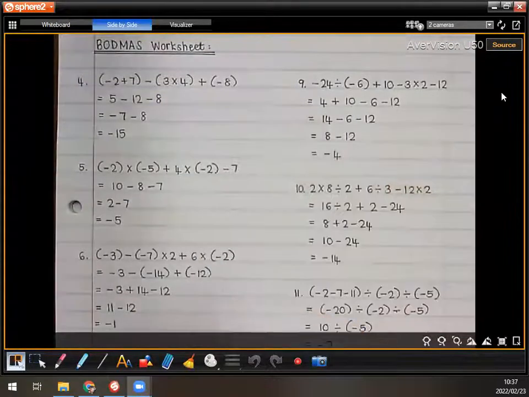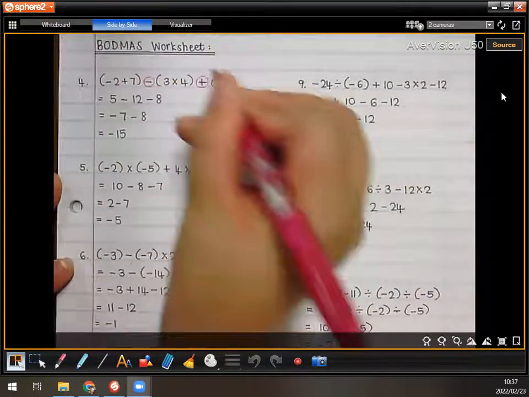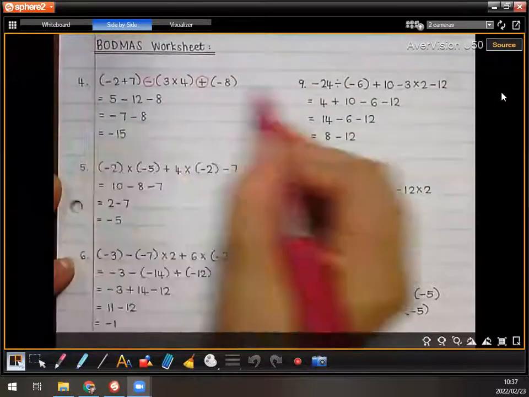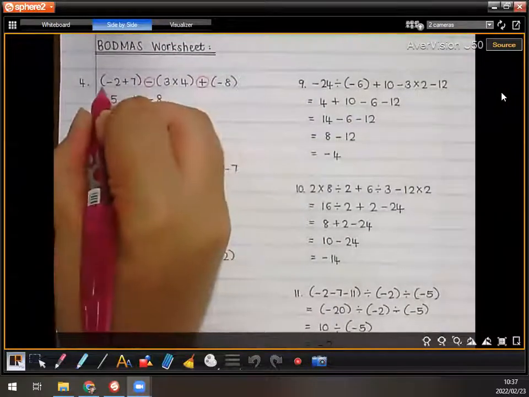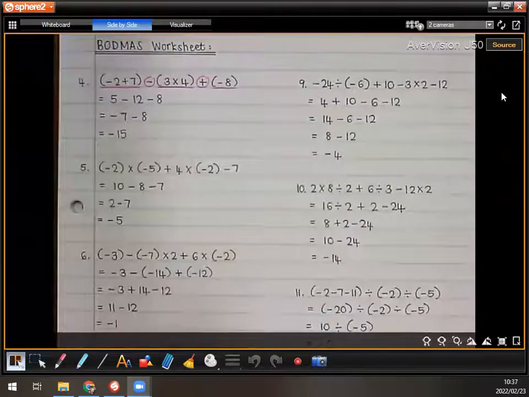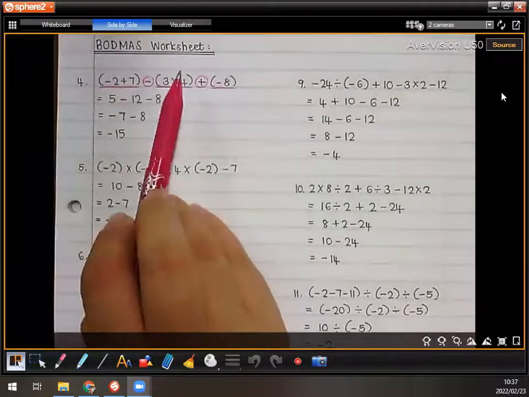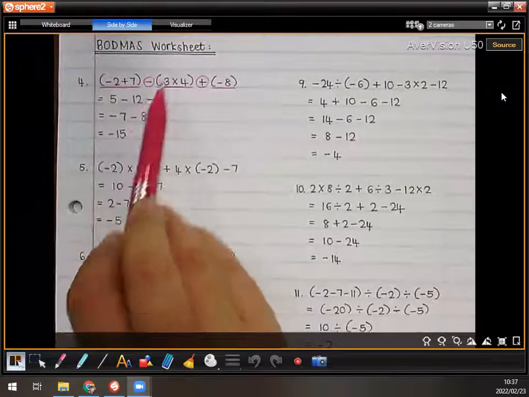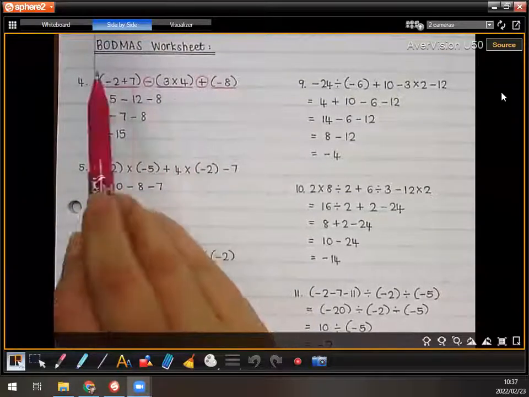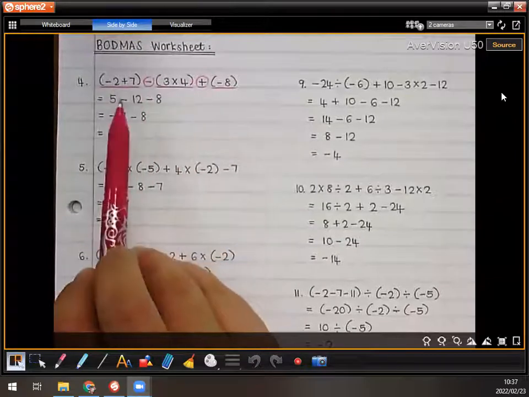Okay. For the first one, remember we circled all the pluses and minuses, but not the ones in brackets, because those don't separate terms. Then we underlined our terms. You don't have to do that every time, but it just makes it a bit clearer, especially if you're starting with these. So we have three terms here, so we have to work out what those three terms are before we add and subtract them.